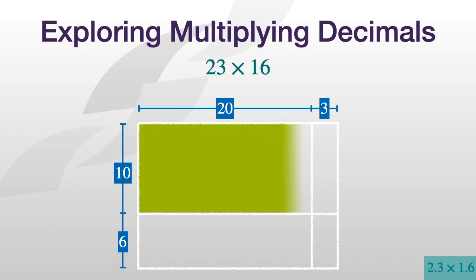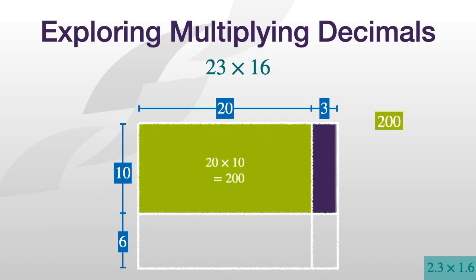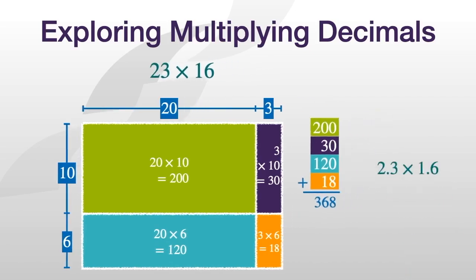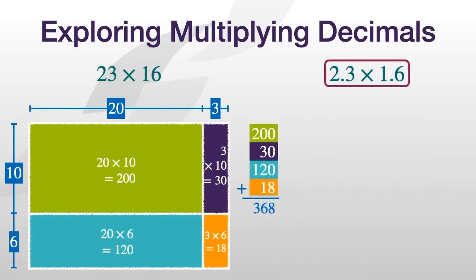The first area is 20 by 10, which is 200. The next area is 3 by 10, or 30. Third area is 20 by 6, which is 120. And the final area is 3 by 6, which is 18. Altogether, the total area adds up to 368. This area model with whole numbers can help us make sense of multiplying decimals.